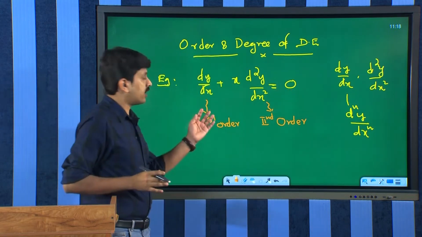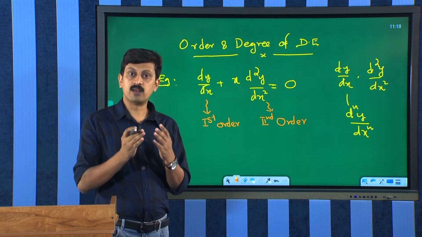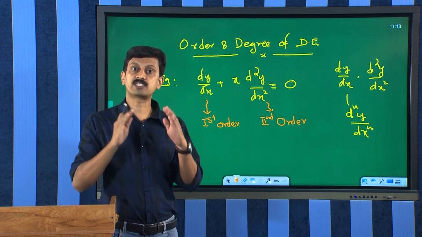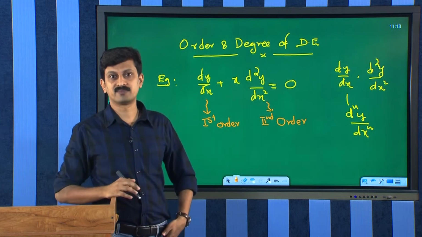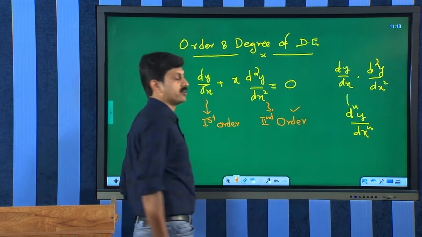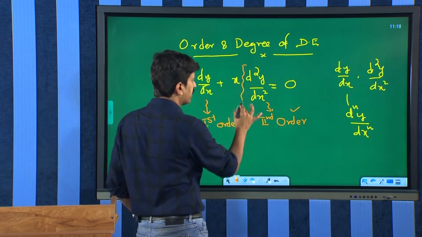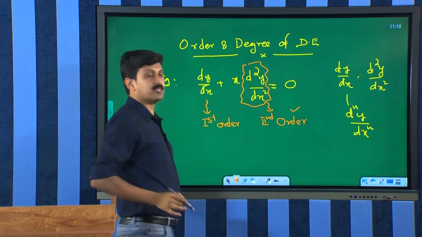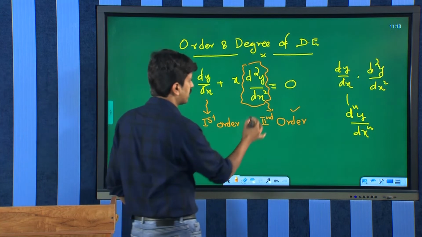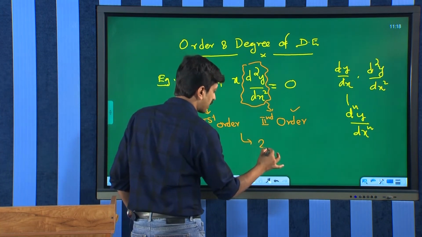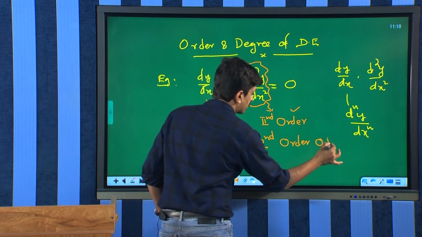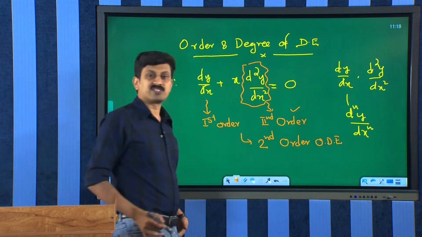See, while searching the derivatives, which is the highest order derivative in that differential equation? The highest order derivative in that differential equation is the second order derivative. This d square y by dx square is the highest order derivative involved in that differential equation. That is why we can say that this differential equation is a second order ordinary differential equation.